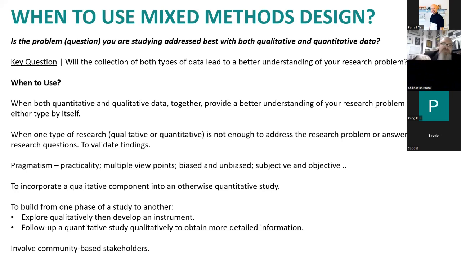From a pragmatism perspective, it's about practicality, multiple viewpoints, being able to showcase that many factors come to the table. It's also about bias. Well, I've called it biased and unbiased. But at the end of the day, it is about transparency in your research. It's about not being biased towards something.